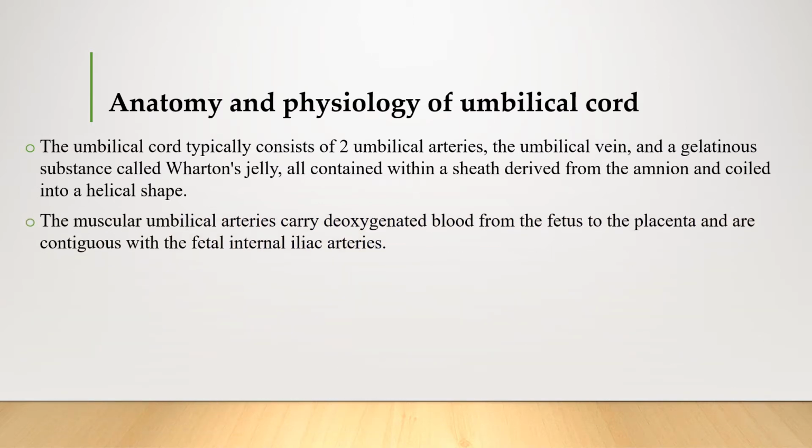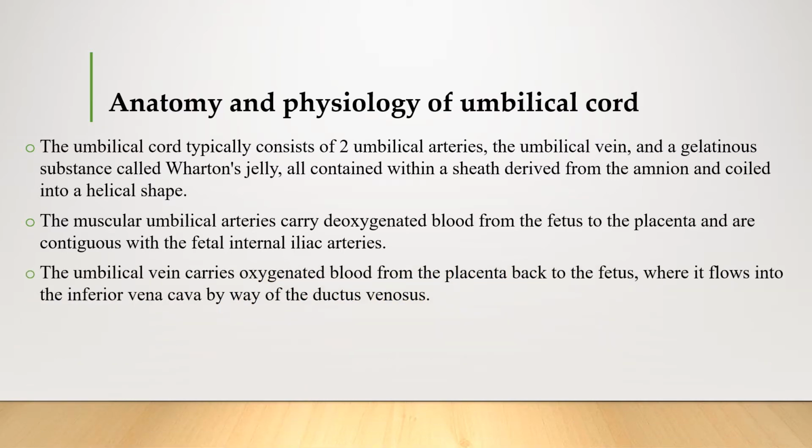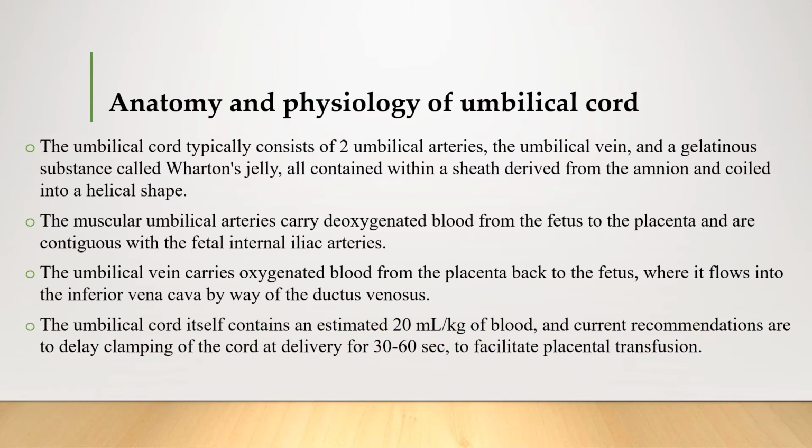The muscular umbilical arteries carry deoxygenated blood from the fetus to the placenta, and they are contiguous with the fetal internal iliac arteries, whereas the umbilical vein carries oxygenated blood from the placenta back to the fetus, where it flows into the inferior vena cava by way of the ductus venosus. The umbilical cord itself contains an estimated 20 ml per kg of blood, and the current recommendations are to delay clamping of the umbilical cord at delivery for 30 to 60 seconds to facilitate placental transfusion.